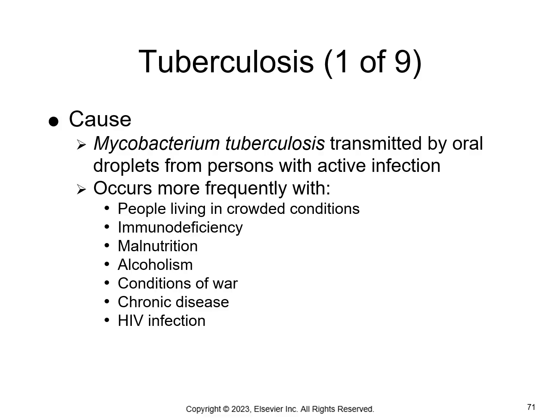TB can survive in dried sputum for weeks. They are destroyed by ultraviolet light, heat, alcohol, glutaraldehyde, and formaldehyde. It occurs more frequently in people living in crowded conditions, those immunocompromised, malnutrition, alcoholism, conditions of war, chronic disease, or HIV.